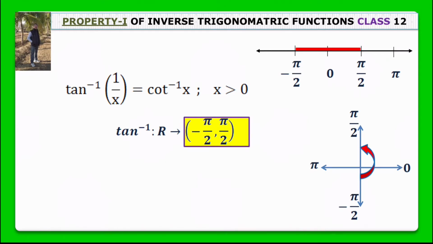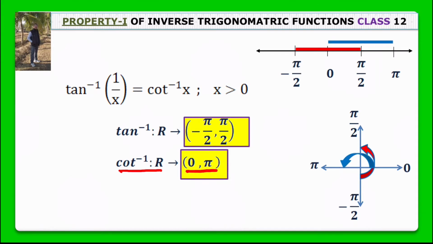You can see that on the number line as well as in the plane, the arrow shows the principal value branch of tan inverse, and on the number line the red mark shows the principal value branch of tan inverse. Now consider cot inverse, which is defined on the set of real numbers with principal value branch 0 to pi, meaning this is the range of cot inverse. Now look at the principal value branch on these two figures.